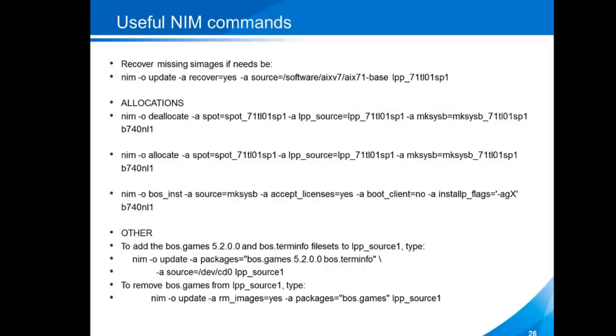So that's some of the basics of NIM, and now we're going to talk about some useful NIM commands. Occasionally when you build an LPP, it doesn't put the S images in there, which will make it very difficult to do a restore. If you get an error that indicates that, the nim -o update -a recover=yes command is what you're going to use to correct the LPP.